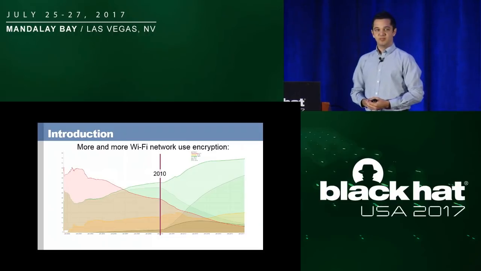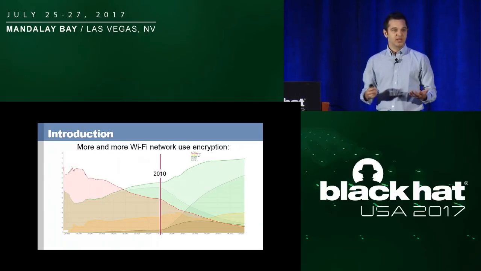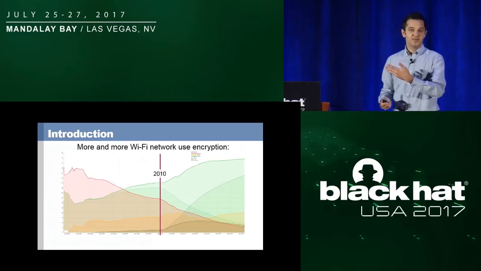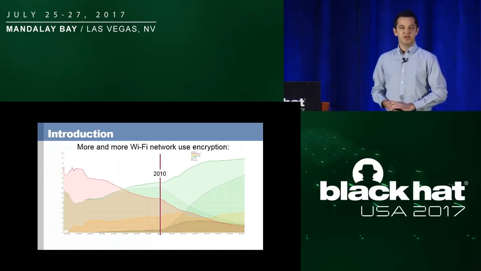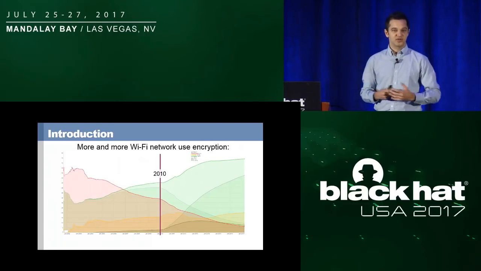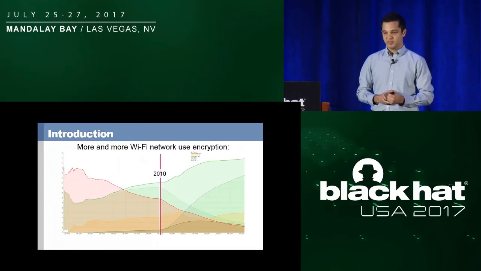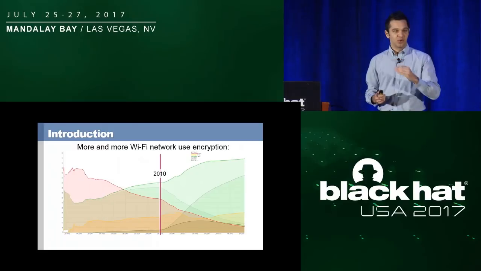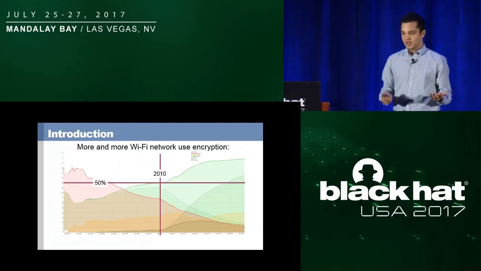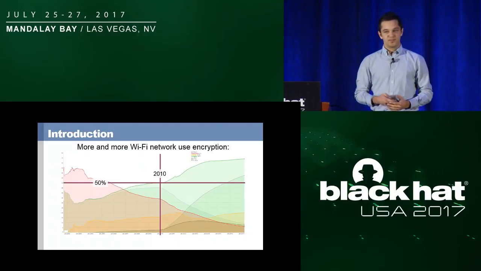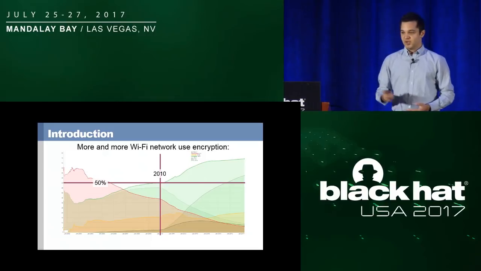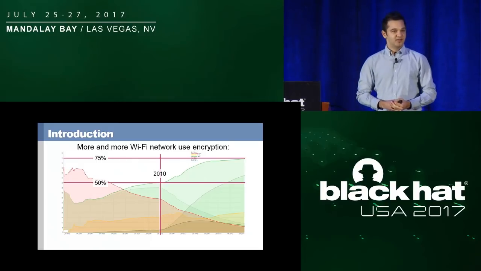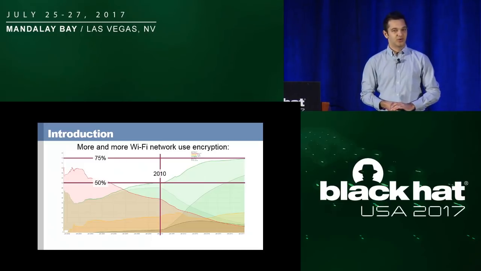We see that lately more and more Wi-Fi networks are employing encryption. For example, in the graph here, you can see that in 2010, nearly half of all networks were using wireless encryption. The green line at the top is the amount of networks that employ some form of encryption. At the beginning of this year, around 75% of all wireless networks were using some form of encryption.